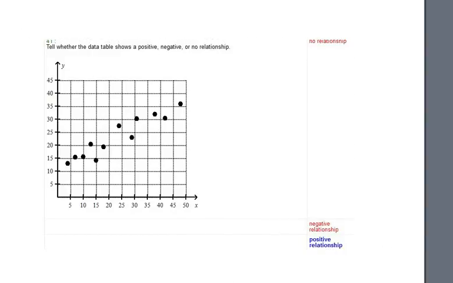Okay, this says tell whether the data table shows a positive, negative, or no relationship. Well, you can clearly see that this is going up like this, which is a positive slope, which means it's a positive relationship.